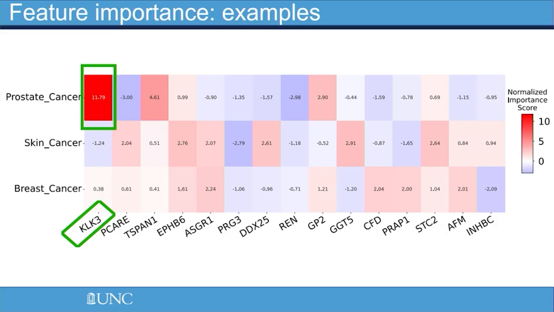Prostate-specific antigen, PSA. So this is really a positive control. It makes so much sense. And then there's a novel one that we highlighted in the paper, which is this PRG3 protein. It has the highest absolute normalized importance for skin cancer. And this is a protein related to innate immune response.